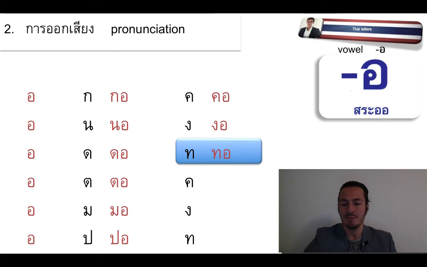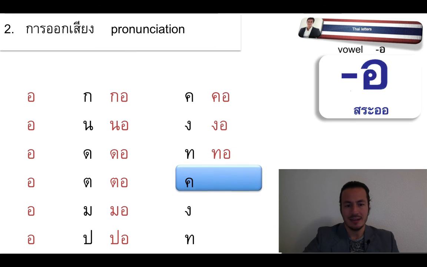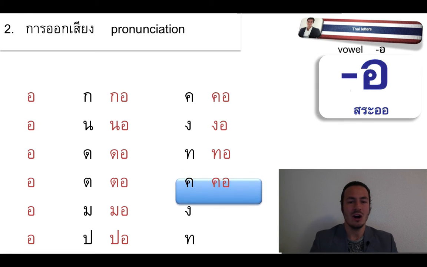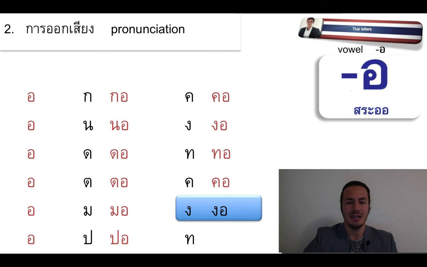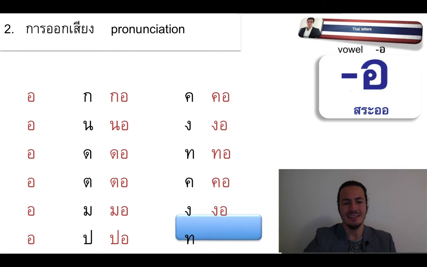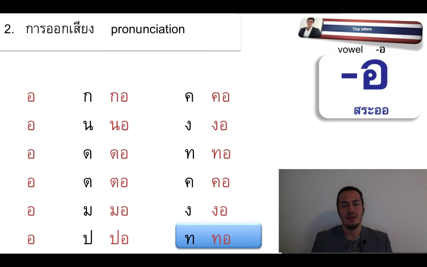Okay, very good. And again, the same three. ค ควาย plus sara. Okay. ง งู again. And ท ทหาร again. Great. Okay, you can practice this on your own however you like, then continue watching this lesson.